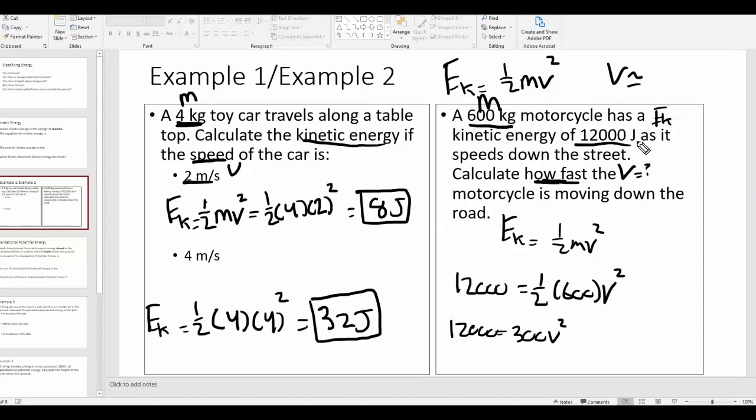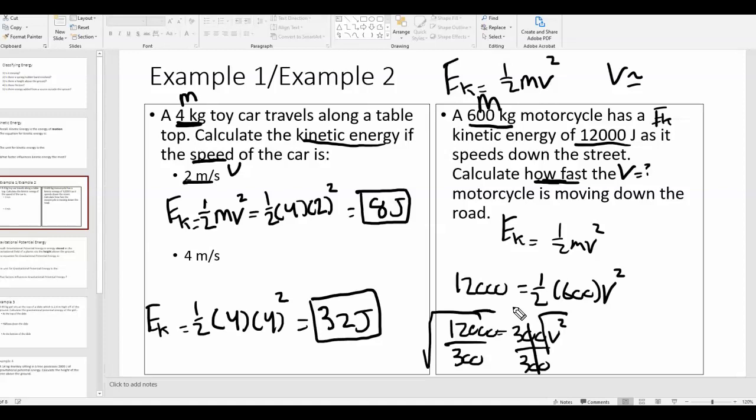Okay, so the answer is going to look like V is equal to some number. So what's being done to V? It's being multiplied by 300. Okay, so I need to divide by 300 on both sides, because that's the opposite of multiply. And then I need to take the square root on both sides. So V is going to be equal to the square root of 12,000 divided by 300.